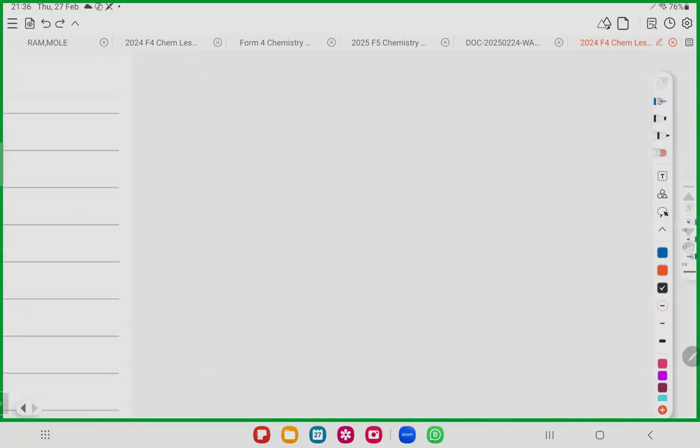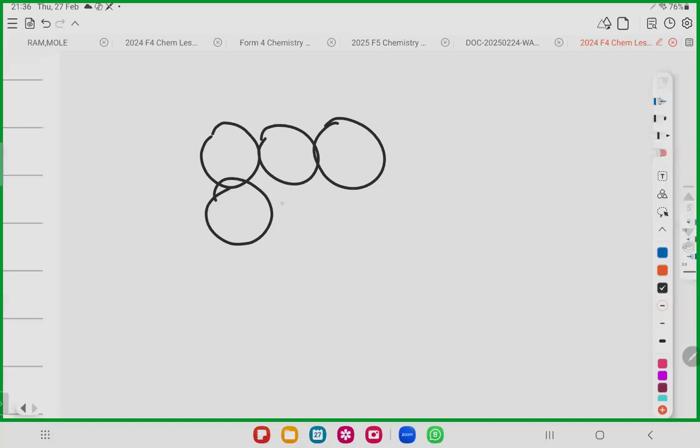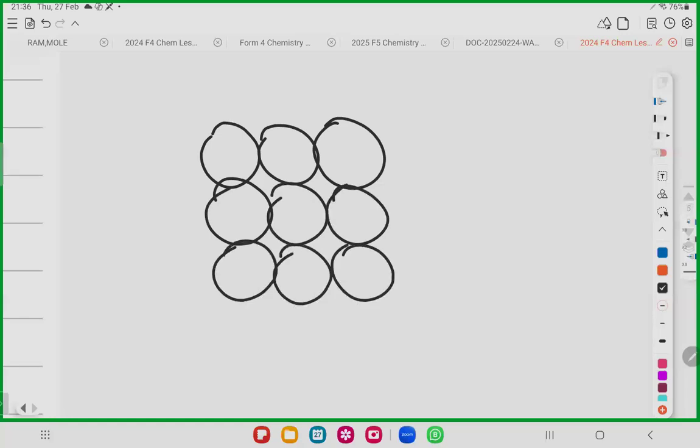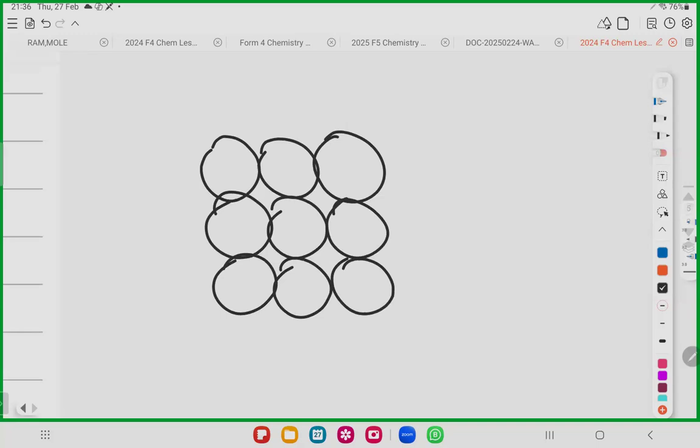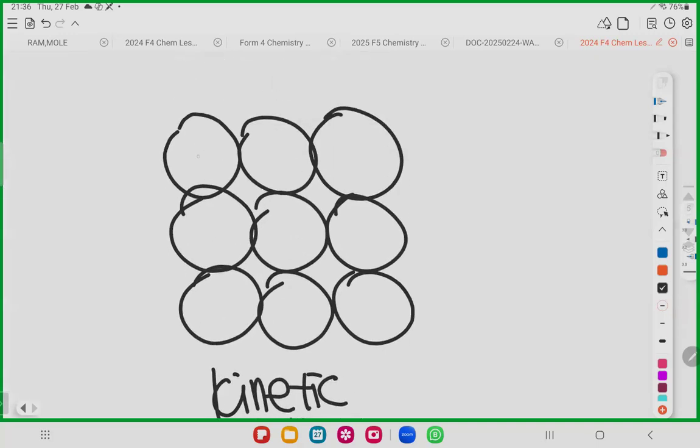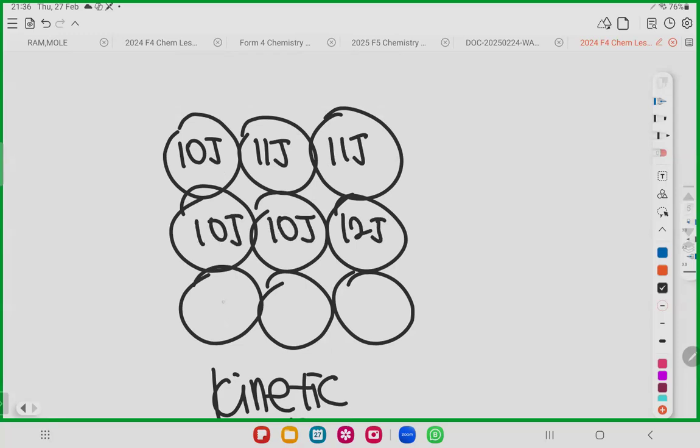First of all, we have solid, right? I want all of you to know all the particles have their own energy. The energy is called kinetic energy. For example, let's say this particle got 10 joule, this one got 11 joule, this one got 11, this one got 12, this one got 10, this one 10, this one 11, this one 12, this one 12. This number, no need to memorize. I just want you to know all particles have energy, and the energy is not necessarily the same. Some particles got more energy than others.